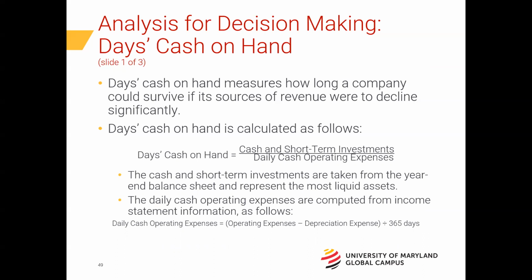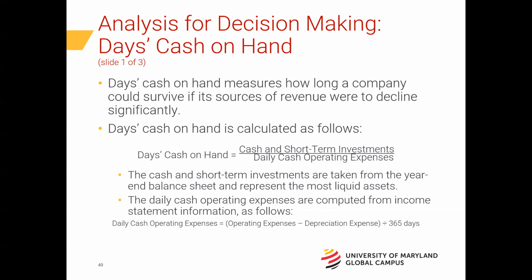This measure is called days cash on hand. It basically tells me how long I can survive if there were to be a significant decline in revenue generation. In other words, if I stop selling, how much cash do I have to survive? And the way to figure that out is you calculate days cash on hand. It tells you how many days you can survive on the cash that you have left.